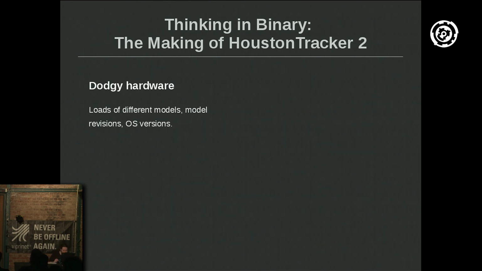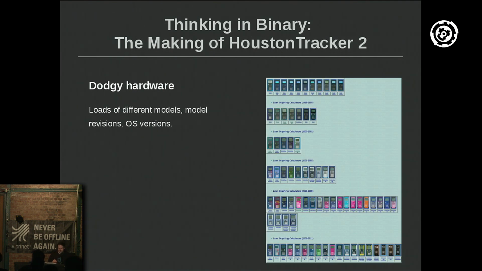And finally, last of all, dodgy hardware, which kind of ties in with the dodgy specs, I admit, but still. So the first problem is there are loads of different models, not by number, but there are model revisions, different OS versions. And if I say loads, I mean loads, literally. For the TI-82 alone, this is the original TI-82. And this already comes in two versions with, I think, a total of 8 different operating system revisions, of which most are actually buggy.